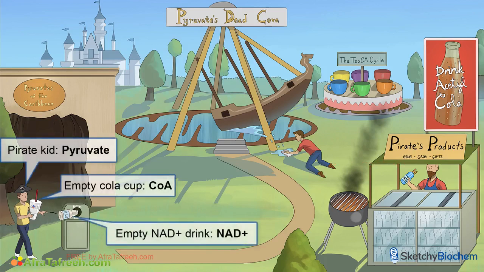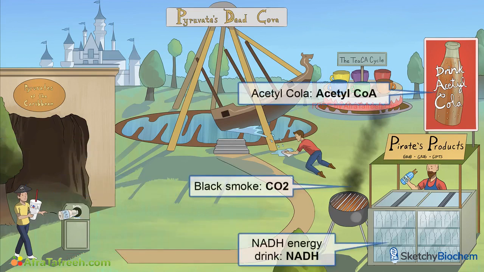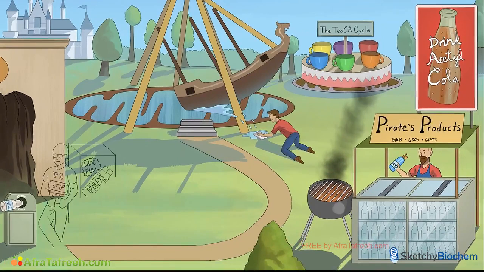The pirate kid, empty CoA cola, and empty NAD+ drink are located to the left of Pyruvate's Dead Cove to remind you that pyruvate, CoA, and NAD+ are substrates. You'll also see a pirate food stand on the right side. He's selling an NADH energy drink. He's also grilling up some grub, hence the carbon dioxide smoke. And finally, we can't forget that big acetyl cola billboard. These symbols represent the products acetyl-CoA, NADH, and CO2.